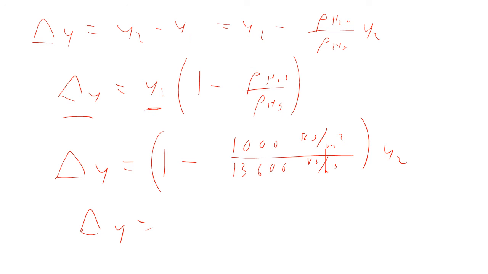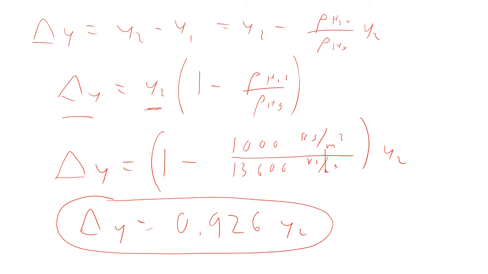So that comes out to be 0.926 Y2. Okay, so in other words, the delta Y is 92.6 percent of Y2. So that means that only a very small difference is in there. So again, the more water you put in, the bigger the difference, but the percentage difference between the amount of water you put in and what the difference is remains the same.